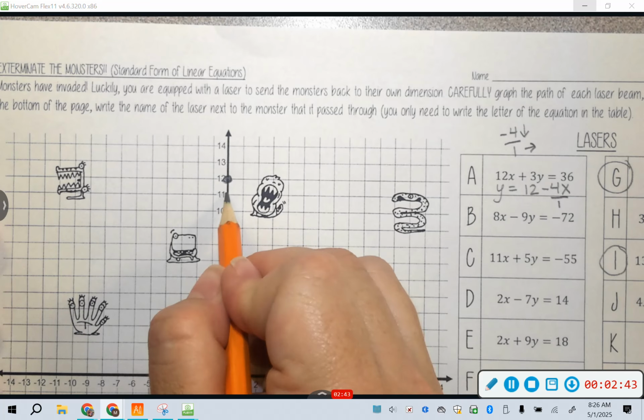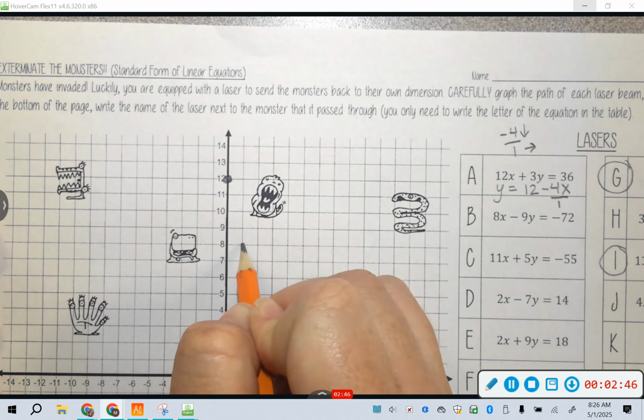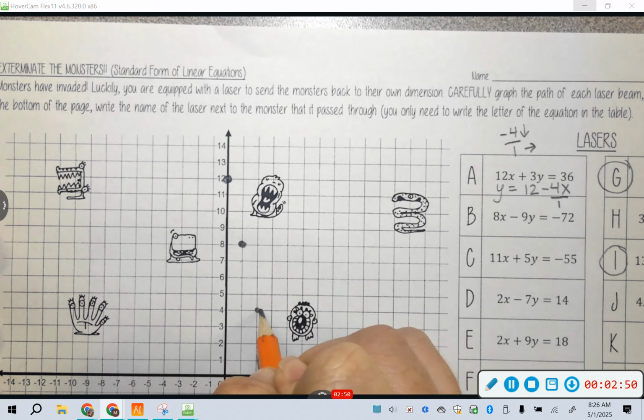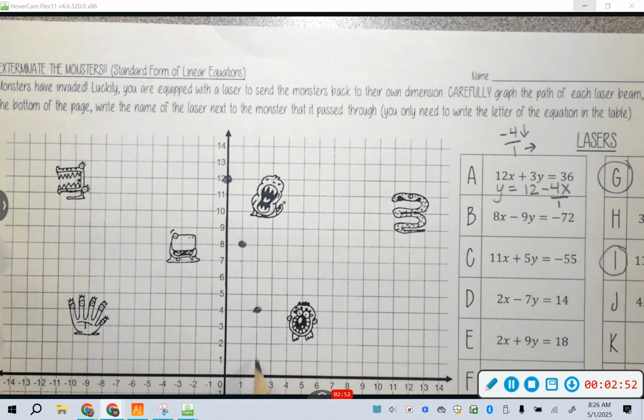So I'm going to go down 1, 2, 3, 4, right 1, and put a point. Down 1, 2, 3, 4, right 1, and put a point. And we're going to keep going. We're going to keep going until we either go through a monster or we have at least 4 or 5 points. Yes?